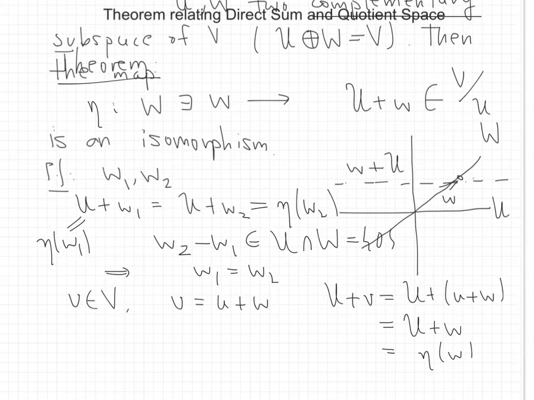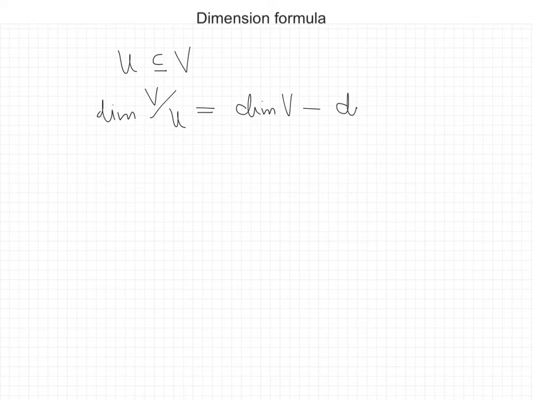So the quotient space is not as natural because it's not a subspace of V, but it practically is, in a very natural way, isomorphic to every complementary subspace to the subspace U. So here's an easy consequence of this. If you have a subspace U of a vector space V, then the dimension of the quotient space V by U is equal to the dimension of V minus the dimension of U.